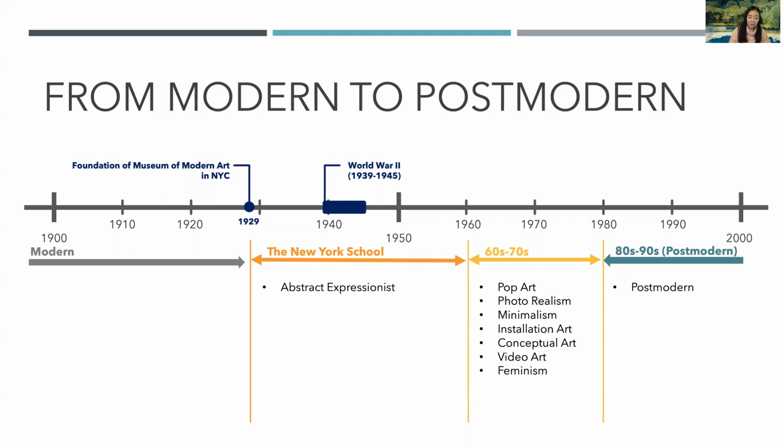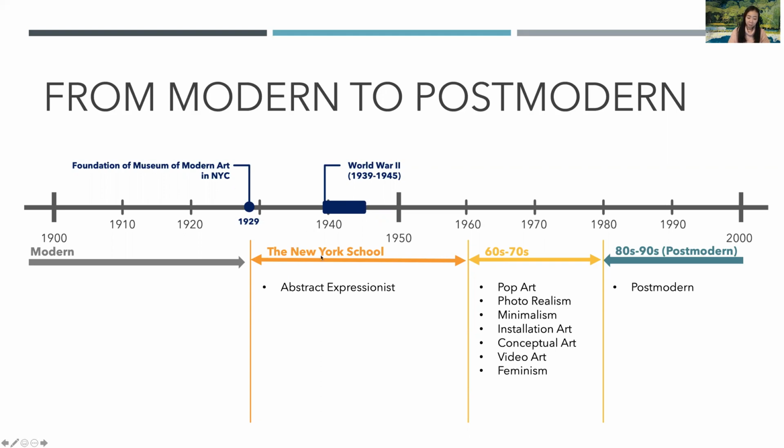So this is the timeline. The modern art movements arose in Europe since the foundation of the Louvre Museum in Paris, right? However, after the foundation of the Museum of Modern Art in New York City, the art trends moved from Europe to America. So painters associated with the first major post-war art movements are commonly referred to as the New York School.